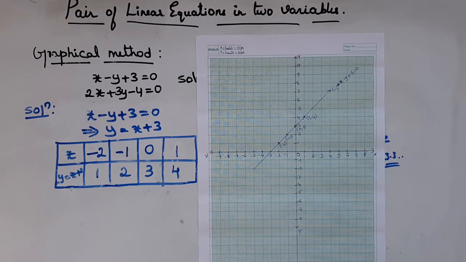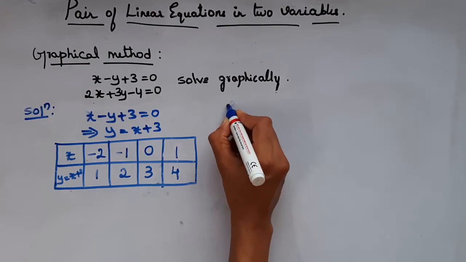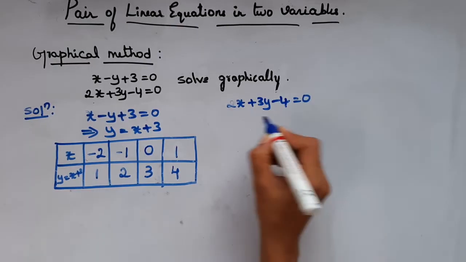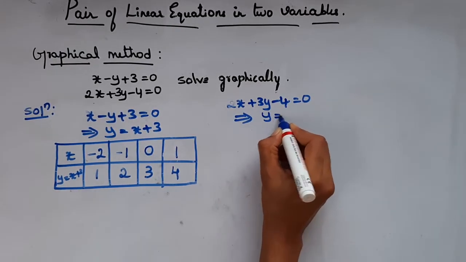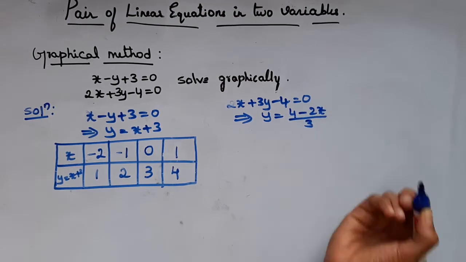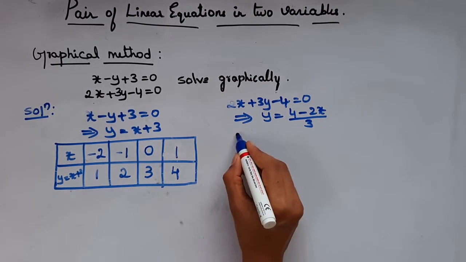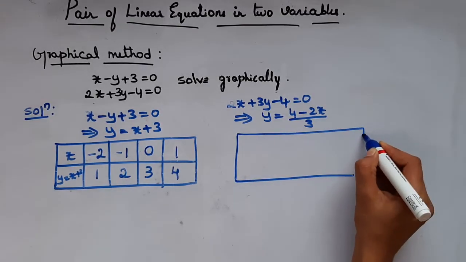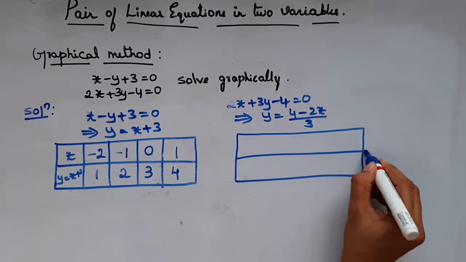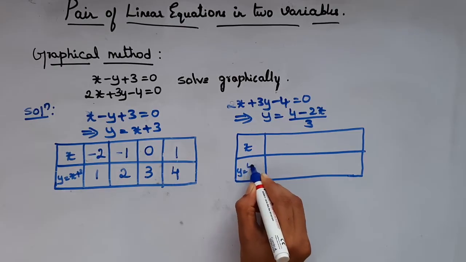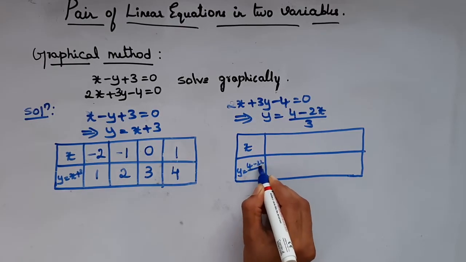Similarly, we will find the values for x and y for equation 2. Second equation, we have 2x plus 3y minus 4 is equal to 0, which implies y is equal to (4 minus 2x) by 3, right? So now let's see again for different values of x what your y value will be, right? So we have x here, y is nothing but (4 minus 2x) by 3.